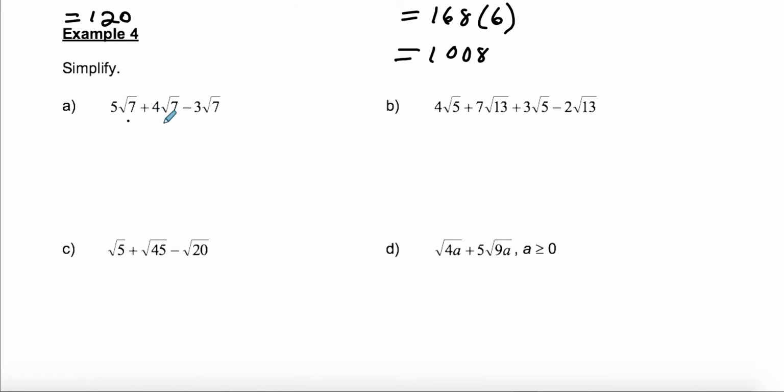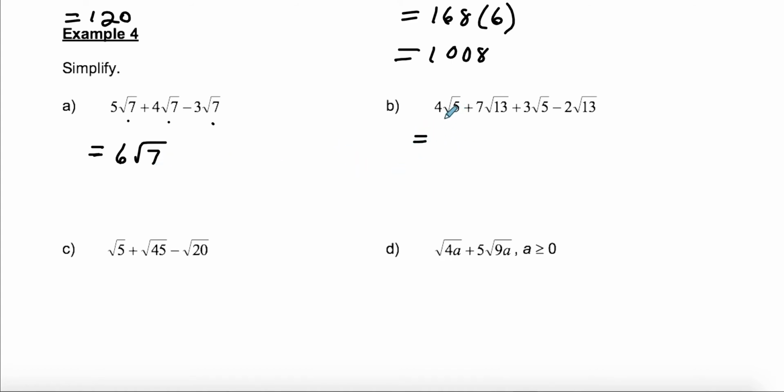So I've got a root 7, a root 7, and a root 7. So the question is, how many of those root 7s do I have? I have 5 of those root 7s, plus 4 of those root 7s, take away 3 of those, so that I end up with 6 root 7. I have collected my like terms just like this was 5x plus 4x minus 3x. I can't break down 7 any further, so that one is done.